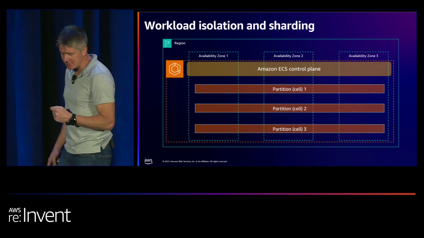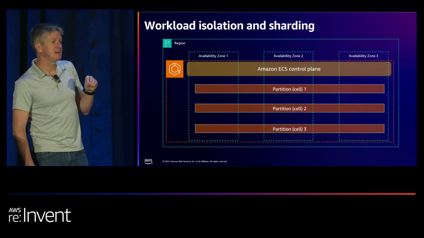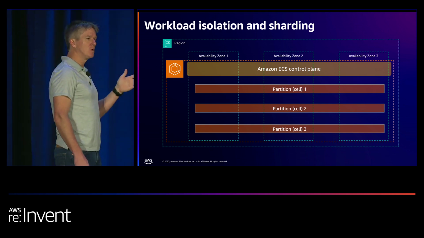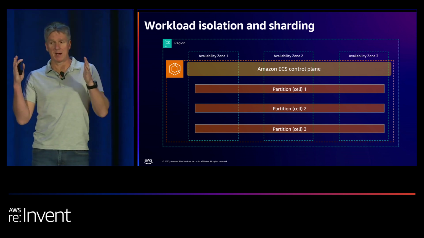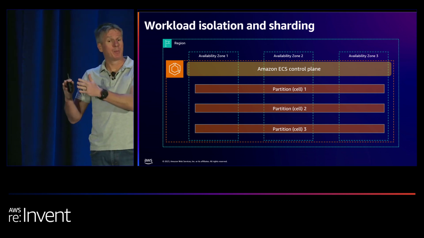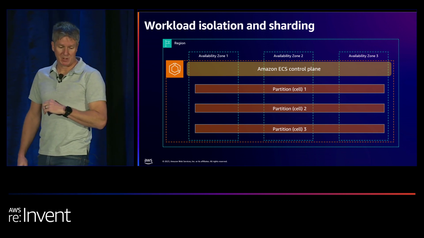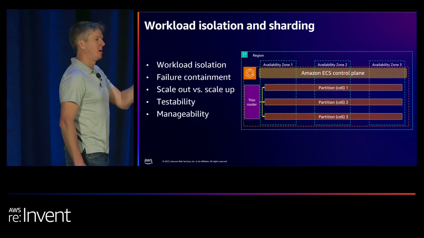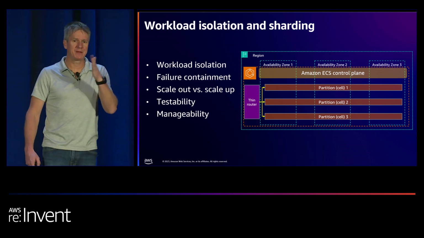So the way that we do this in ECS is that in every AWS region, ECS is actually delivered as partitions. And so a partition is a full copy of the ECS control plane running, but multiple copies of it. And what we do is we run a routing proxy, a very thin routing layer, over the top of those partitions, which allows us to route traffic into any one partition.